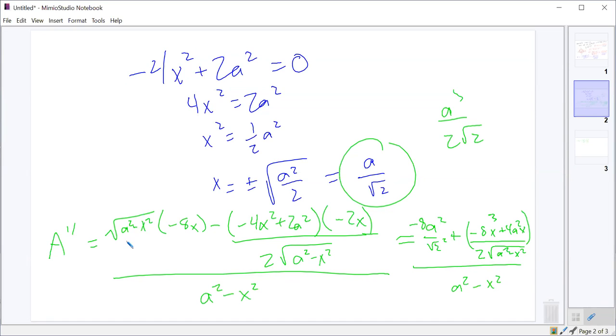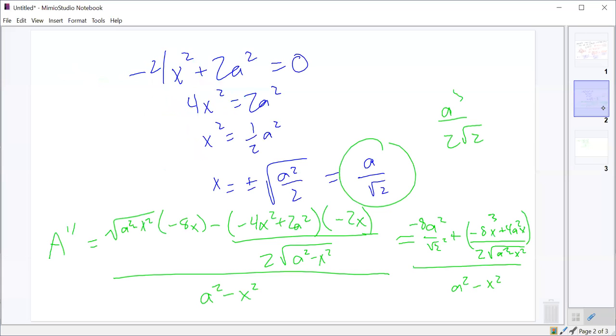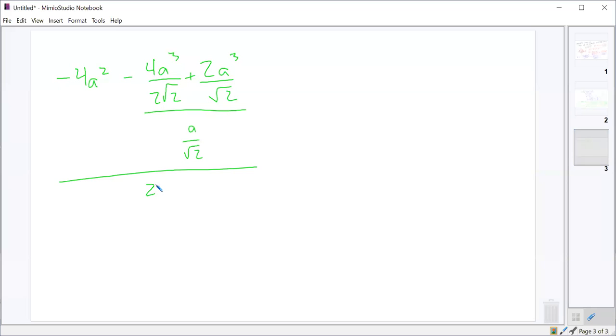Root a squared minus x squared was equal to a over root 2, I believe. Is that right? A squared minus x squared. Yeah, that's just a over root 2. So we'll simplify that in a second. And then in the very bottom here, we have a squared minus x squared. So that's a squared minus a squared over 2, or that's just 1/2 a squared, or a squared over 2. Everybody good with that so far? It's a little bit of a pain. Yeah. But could be worse.